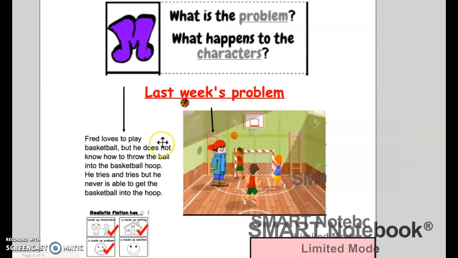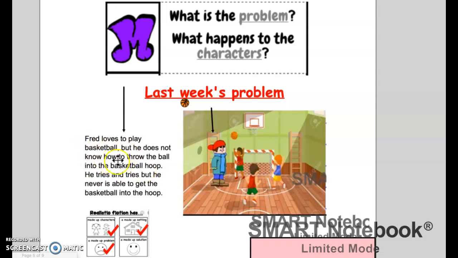Okay? So let's review last week's problem. Last week's problem was our friend Fred. He loves to play basketball, but he does not know how to throw the ball into the basketball hoop. He tries and he tries, but he's never able to get the basketball into the hoop.